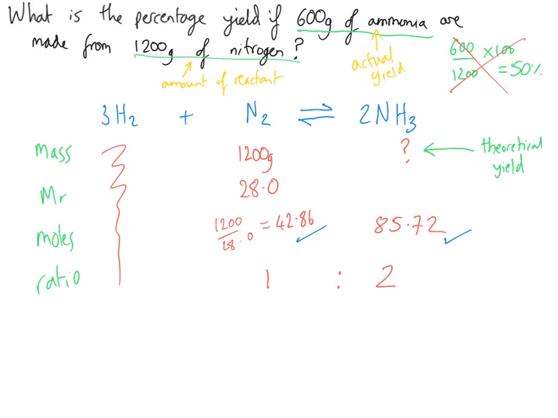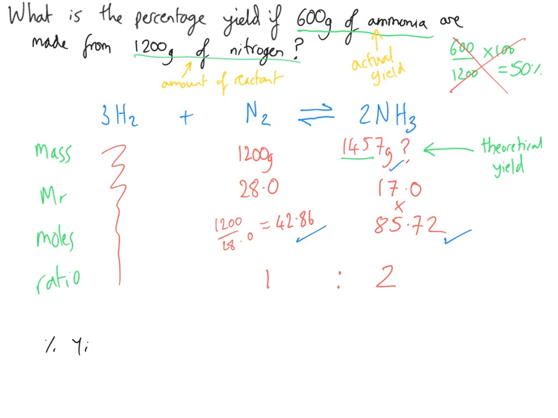And then our third mark will be for calculating the MR of ammonia, 17.0, and then multiplying it by 85.72 to get 1457 grams of ammonia. And that value, it will get as a mark, but what that value is, significantly, is the theoretical yield. So that's the maximum amount of ammonia that we could have made. But remember, we're told in the question, we actually only got 600 grams. So the theoretical yield is 1457.